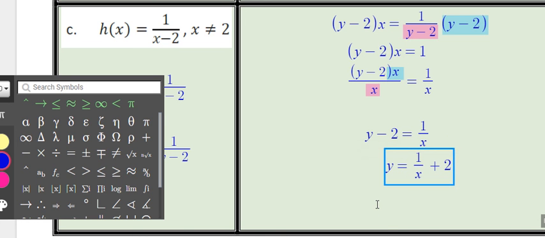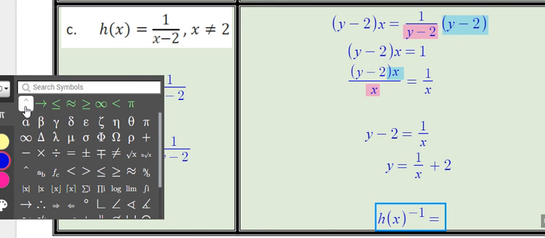Now, for our inverse notation, we change y back to our h of x. But since we're talking about the inverse, it's h to the negative 1 of x equals 1 divided by x plus 2.